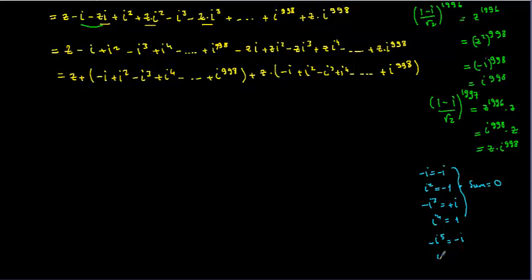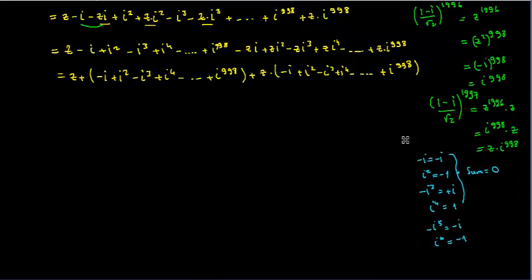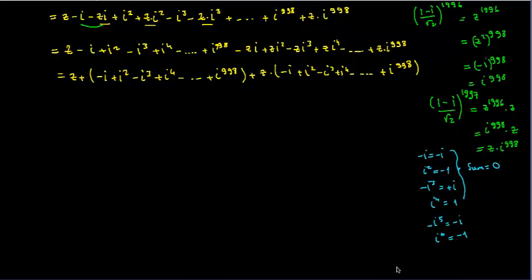And I to the power of 6 is equal to minus 1. And then I to the power of 7 is equal to plus I, and I to the power of 8 is going to be equal to 1. Again, the sum is equal to 0 here.